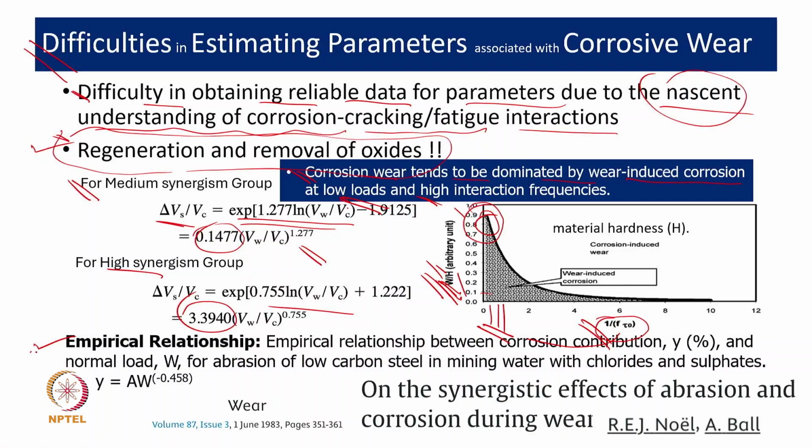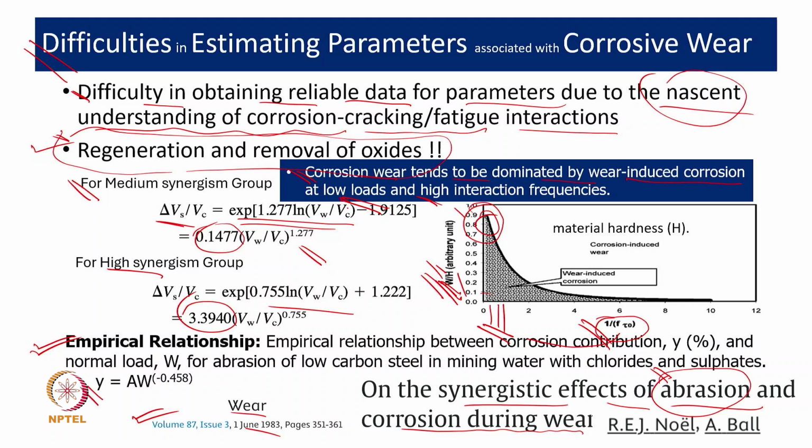Now another one, there is an empirical relation that has been shown, and I'm showing it from this 1983 publication. They have worked on the synergistic effect of abrasion. So here, as I mentioned, we have 6-7 types of wear phenomena, but these authors, Noel and Ball, have worked only on abrasion, and then they tried to develop some sort of relation. There's a curve fit relation.